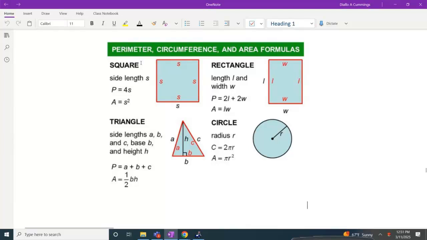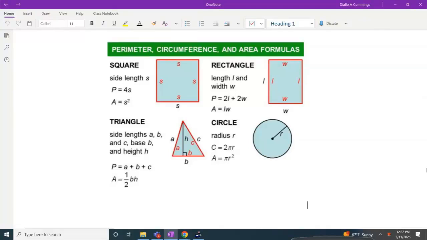So when you're talking about perimeter, perimeter measures the distance around an object. For example, a square is a four-sided quadrilateral in which all four sides have the same length. So in order to find the perimeter, we simply multiply 4 times s, and that will give us the length.